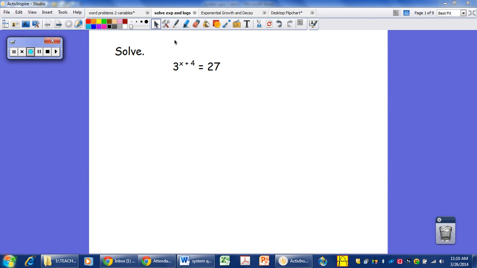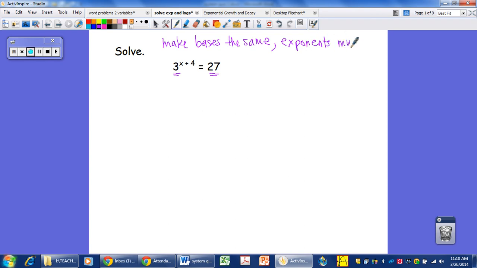Today we're going to talk about solving some exponential equations. There are two ways to solve exponential equations. One way is to make the bases the same. So if we can make this number here and this number the same, if the bases are the same, then the exponents must be equal. So rather than solving this equation like this, we're just going to solve the exponents, because we're going to set the exponents equal.